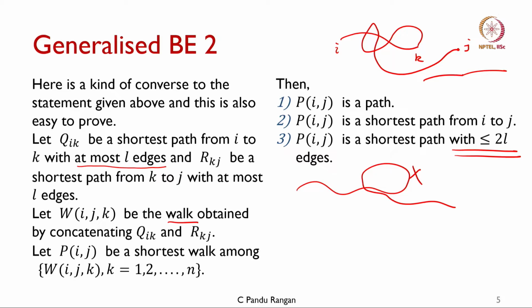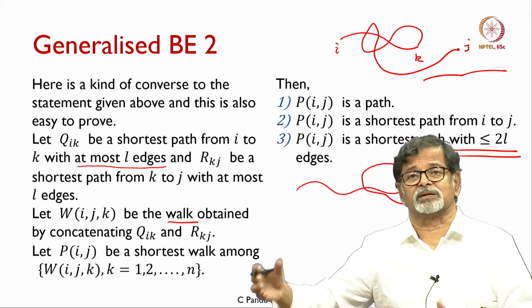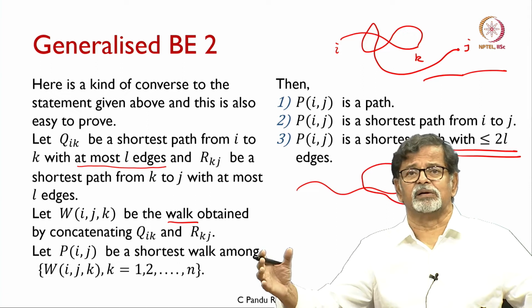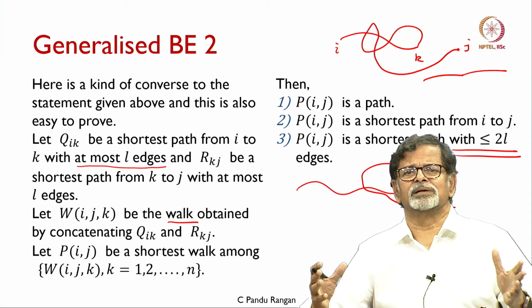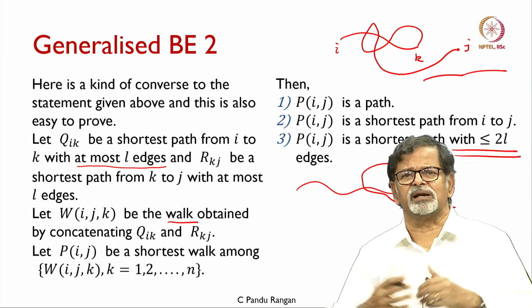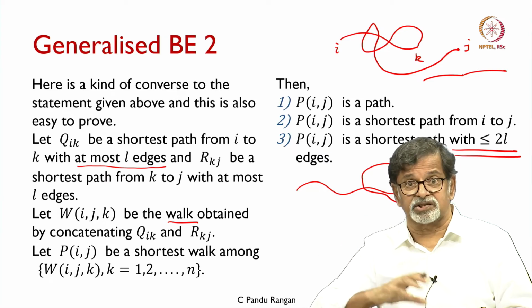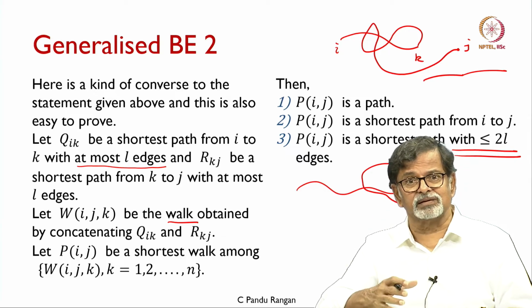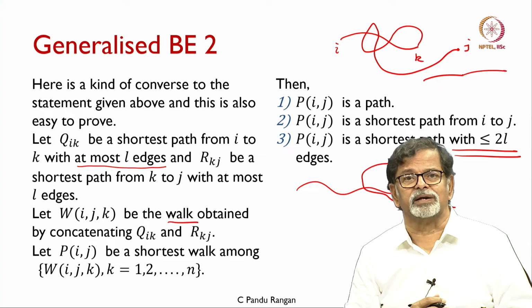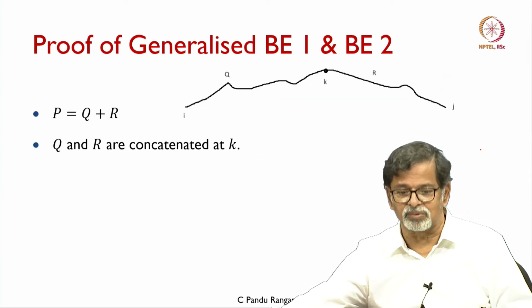Why is it 2L? You have a path of length L and another path of length L. Together there will be 2L edges. So it is a walk of maximum size 2L. It will have maximum 2L edges and this is the shortest among those. That is the reason why it will be a path, and the upper bound for the number of edges will be 2L.